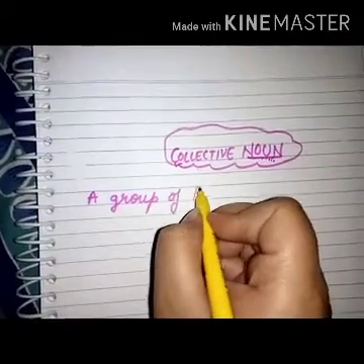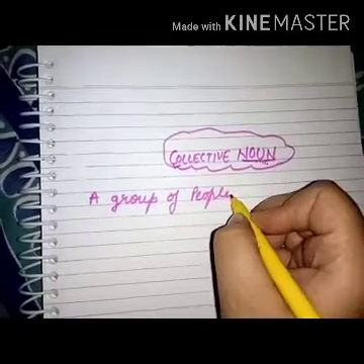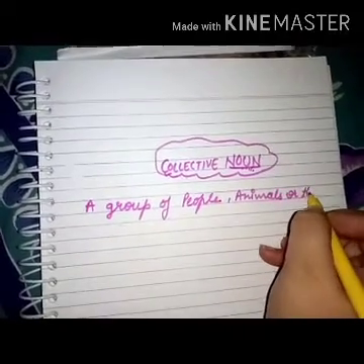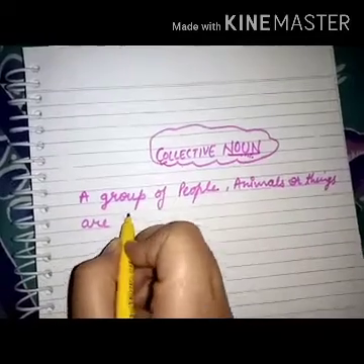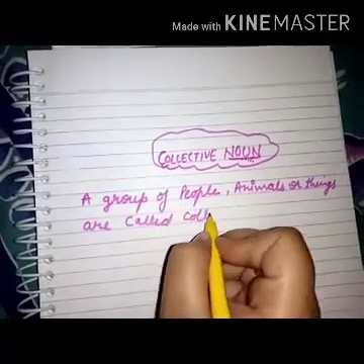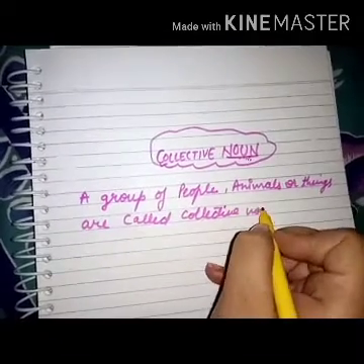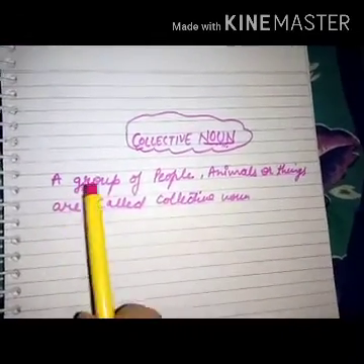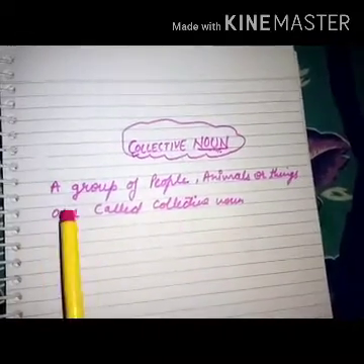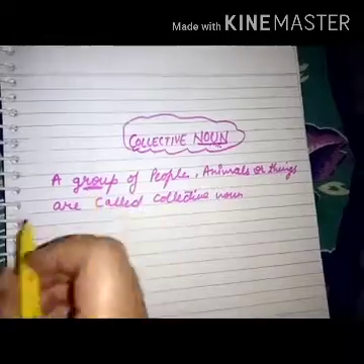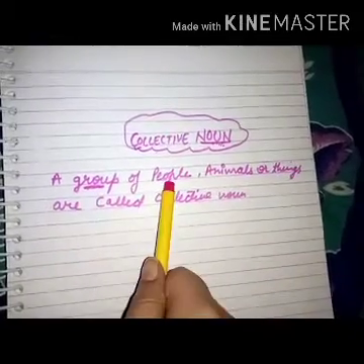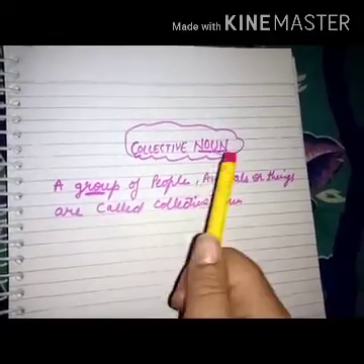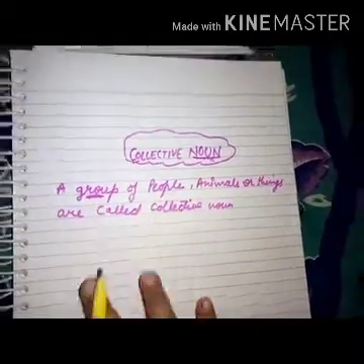A group of people, animals, or things are called collective noun. A group of people, animals, or things are called collective noun. In this noun, collective noun, we will talk about group. We will talk about group of people. More than two or three, the group of people, group of animals, or group of things are called collective noun.